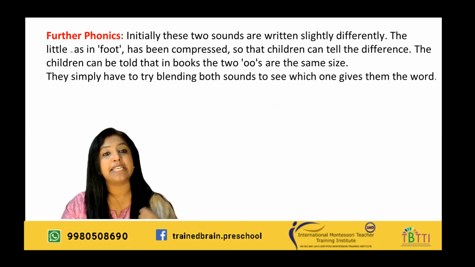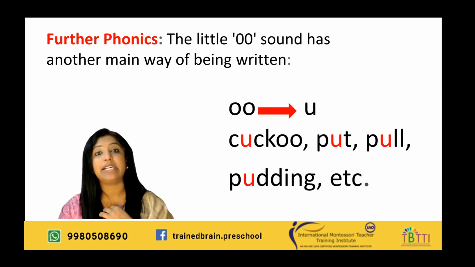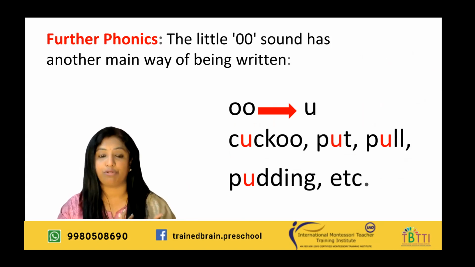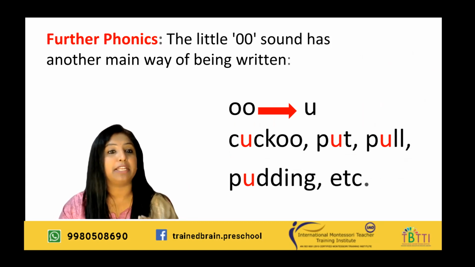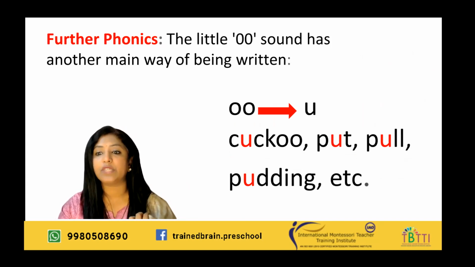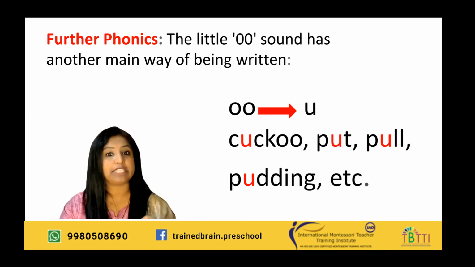So for the phonics, both of them can be compressed. And little oo can be heard as a U sound also. Wherever you have the letter U, please note down, there is an alternative spelling for our little oo. The short oo, you also hear it when we have the U sound. Words like cuckoo, put, pull, pudding have the oo sound. It's not the u sound, it's got the oo sound.